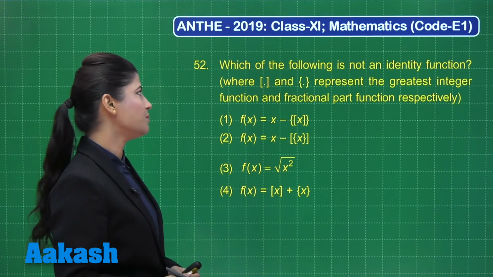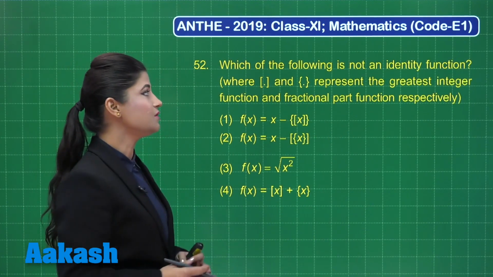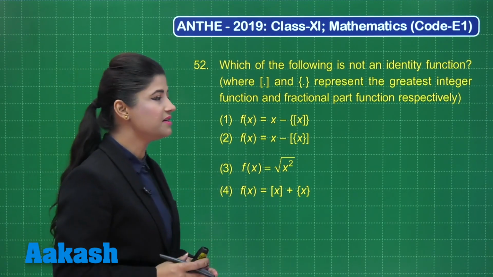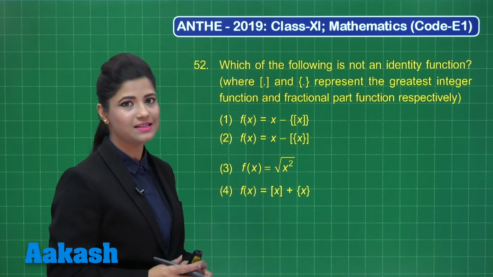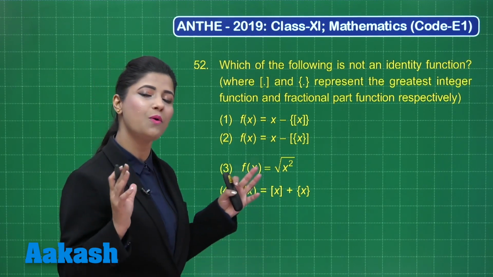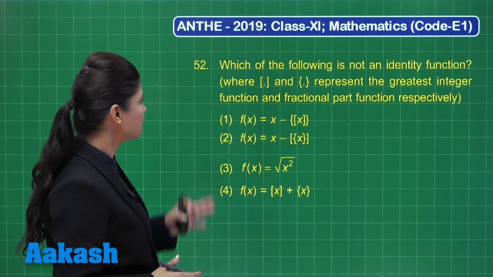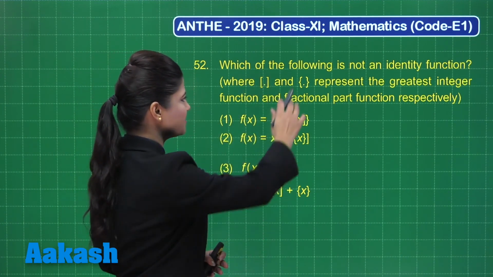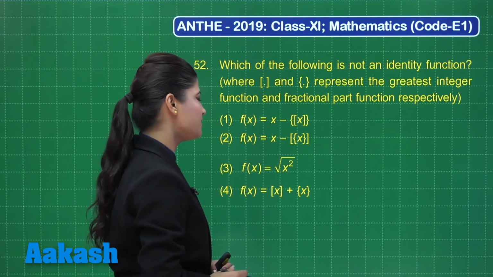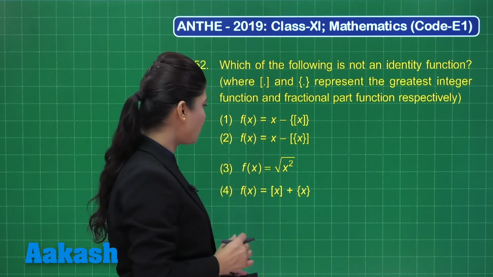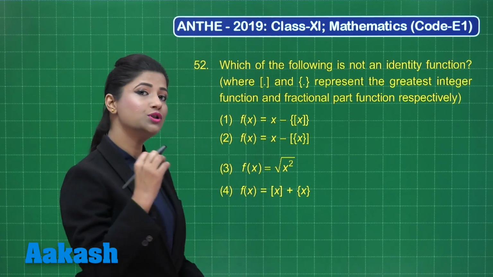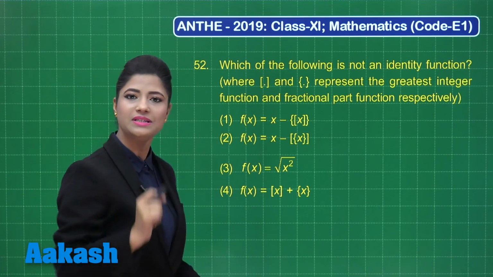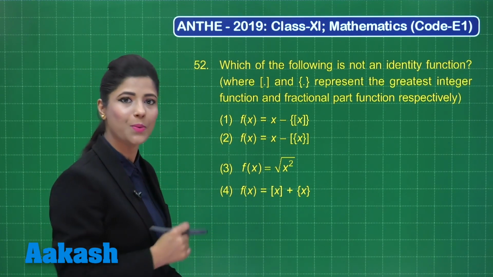Here I have question number 52, which states which of the following is not an identity function. What is an identity function? It is f of x equal to x, where x is set of all the real numbers. Next, it states where I have this as the greatest integer function and the symbol representing the fractional part function respectively. So out of these 4 options, one by one we will check which of these represents the identity function, and the one which does not represent an identity function is the required answer.